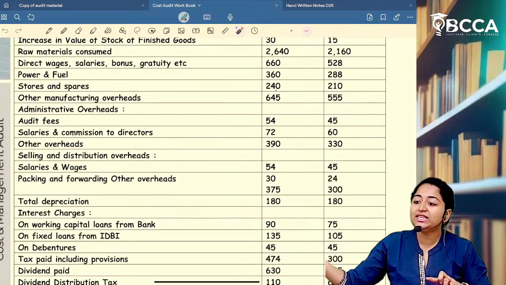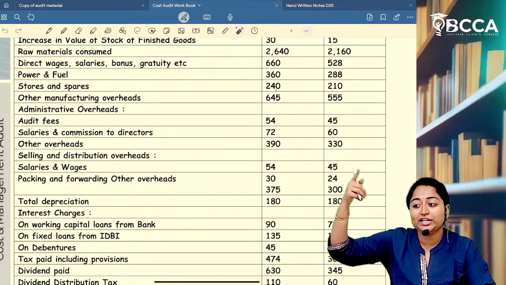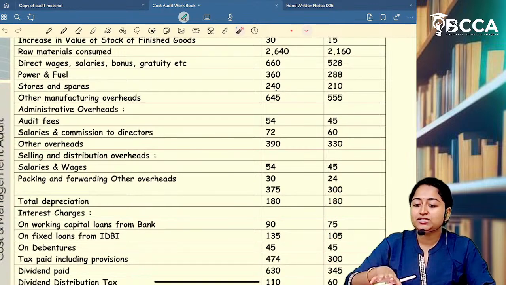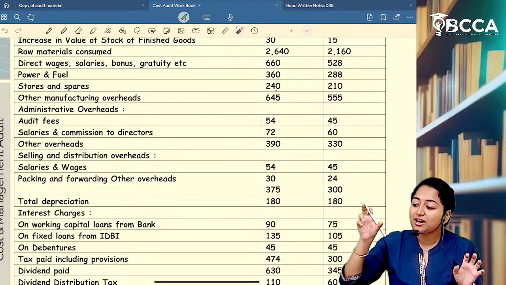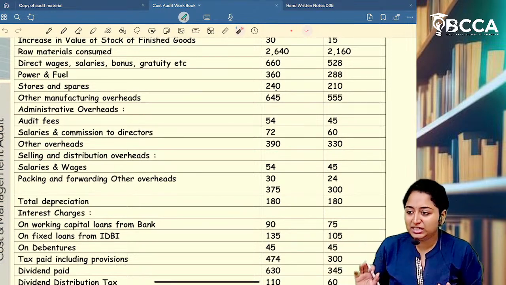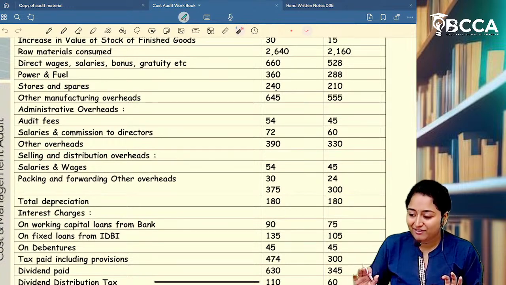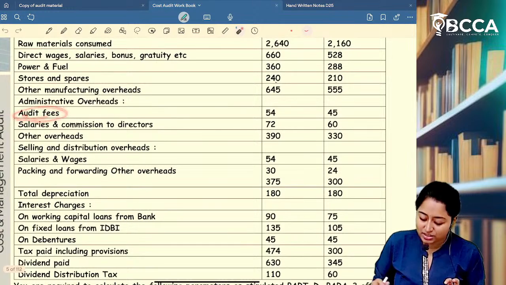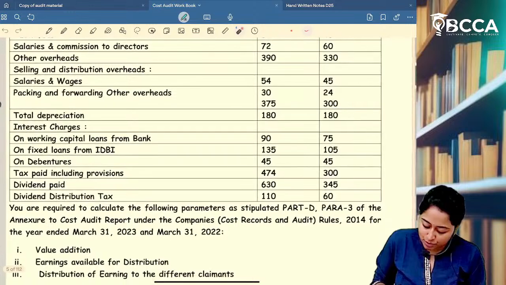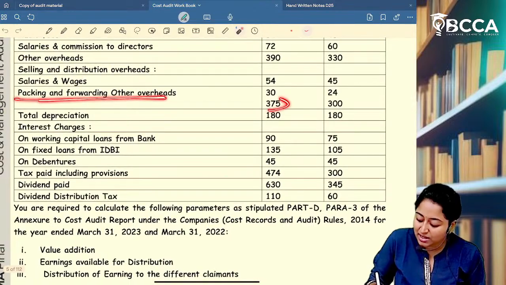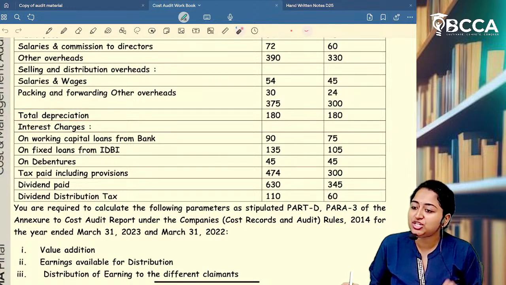Externally they will come and do the audit for the raw materials or the finished goods before the sale. So that is also considered a conversion of raw material into finished goods, because the audit is done by the external auditor before sale. So this audit fees is also considered in value addition. So we'll take audit fees also, and other overheads we'll take from selling and distribution, packing and forwarding charges, and other overheads. We'll take all of this. And depreciation, will we consider depreciation in value addition?